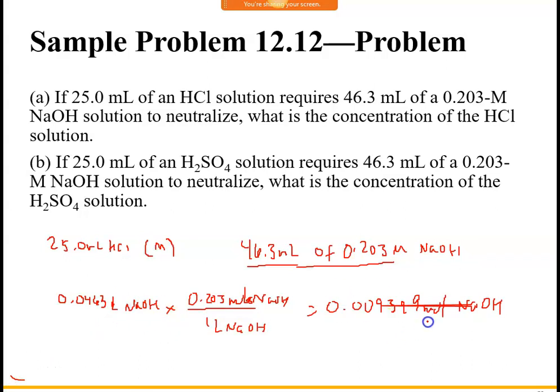So that's how many moles of sodium hydroxide. So how many moles of acid is it? It's the same amount. So that's also how many moles of HCl I have, or H plus ions. So I'm going to take that number and divide it by its volume, which was 25 milliliters. And that will tell me the molarity.